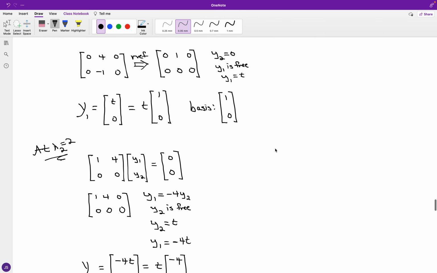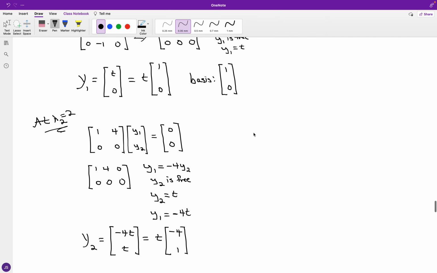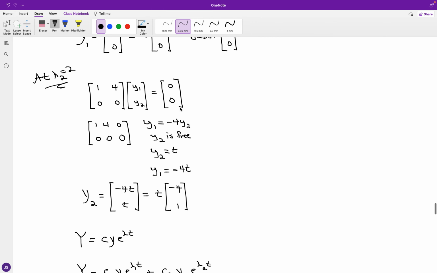So for the first eigenvector, we have t and 0, and factoring out t, we have times the basis, which will be 1 and 0. And for the second eigenvector, we have this set up for lambda I minus A, so we have 1, 4, 0, 0 times the second eigenvector is equal to 0, and so we have for the augmented matrix, that is already going to be in reduced row echelon form terms.